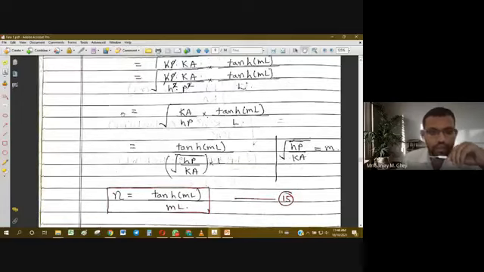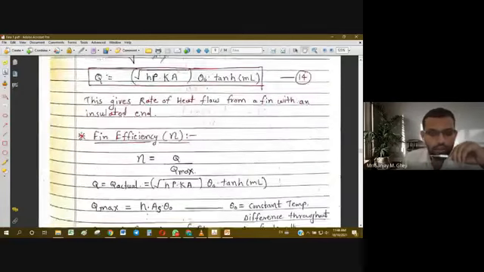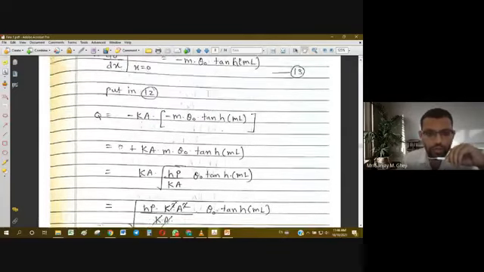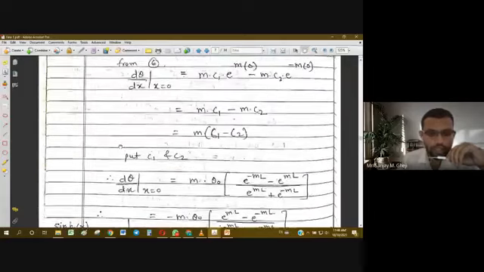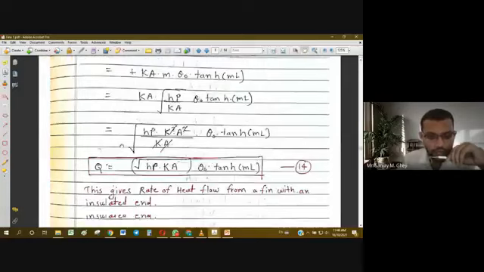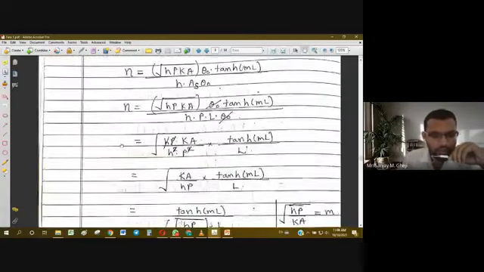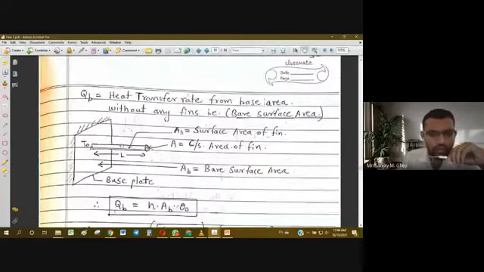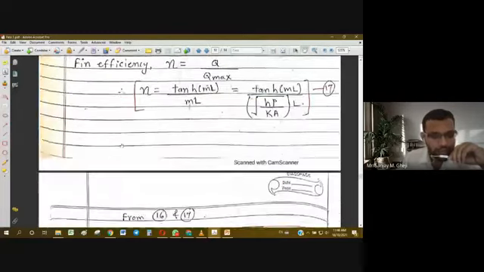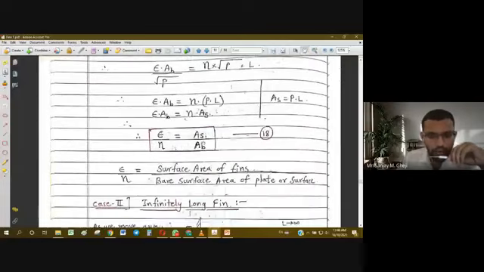So these three formulae are very important, and you have to understand them well as well as remember them for this case number one. We also saw the relation between fin effectiveness and fin efficiency. It is generally given in the form of a ratio of areas. The effectiveness to efficiency ratio is the ratio of surface area to the base area.